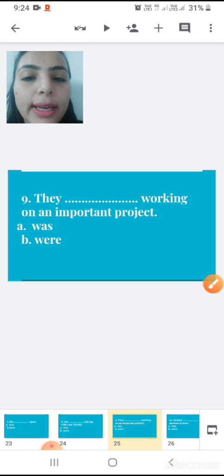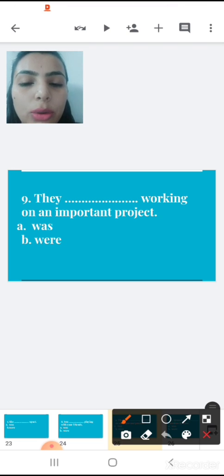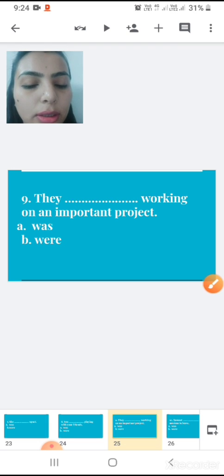Next is: they dash working on an important project. Here "they" is used for the plurals. So what do we write here? "Were". They were working on an important project.